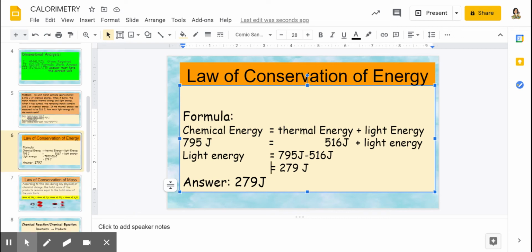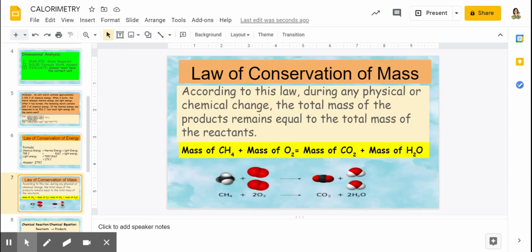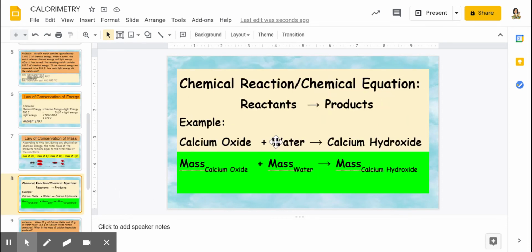Okay, let's go to the next, which is the application of the law of conservation of mass. According to this law, during any physical or chemical change, the total mass of the products remains equal to the total mass of the reactants. In this one, the reactants are on the left side of the equation. So calcium oxide and water are reactants, and the product is calcium hydroxide. So you have here a chemical reaction, and the chemical equation shows how it looks.